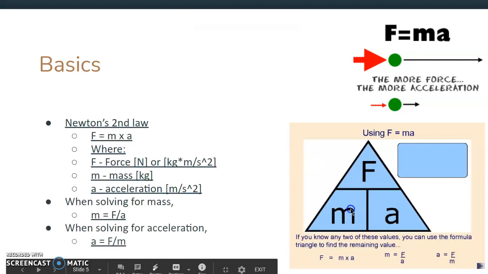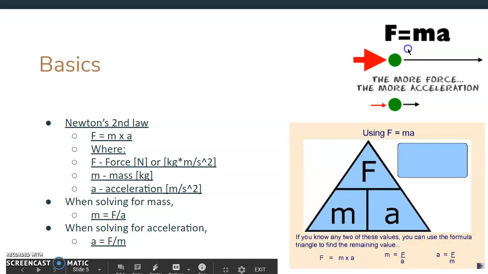We can make this nice little triangle to help us remember. So if we make F over ma, if we're solving for F, we're going to multiply m times a. If we're solving for m, we're going to take F and divide by a. If we're solving for a, we're going to take F and divide by m, and we can see that all down here. So we can use these three different forms of F equals m times a to help us solve any problem we want to.